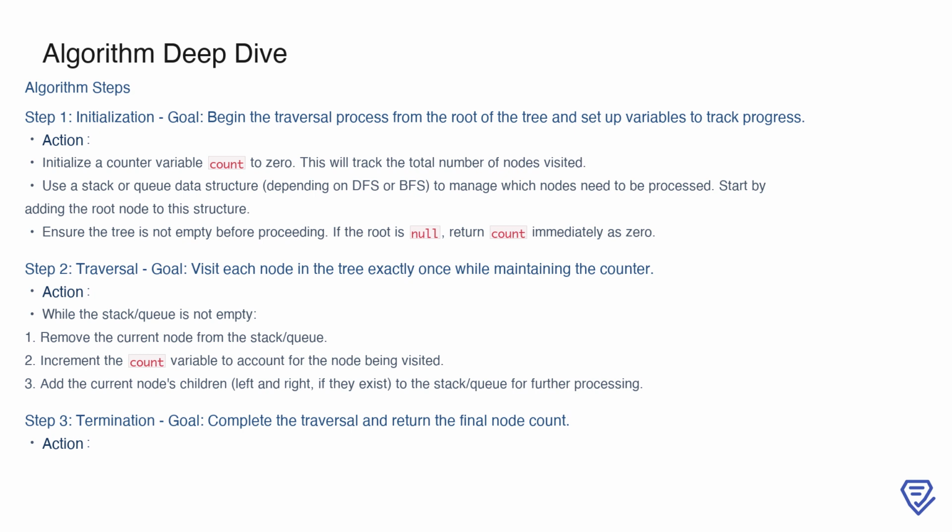Next, we prepare a data structure to manage the nodes that need to be processed. Depending on whether we're using depth-first search, DFS, or breadth-first search, BFS, this can be a stack or a queue. The root node is added to this structure so that traversal can commence. However, before proceeding further, it's crucial to check if the tree is empty. If the root node is null, this means there are no nodes in the tree, and we can immediately return the count as 0. With this setup complete, we're ready to start traversing the tree.